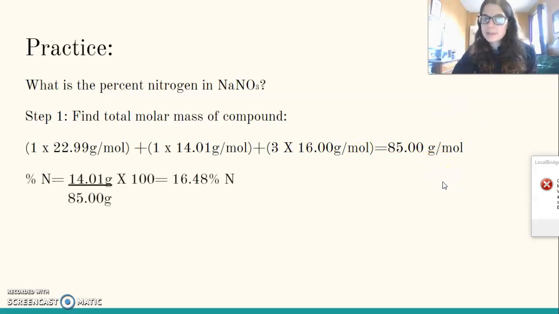The next step, we're taking the molar mass of nitrogen, 14.01, and dividing it by the total molar mass of the compound and multiplying by 100%. So you should get 16.48% nitrogen.